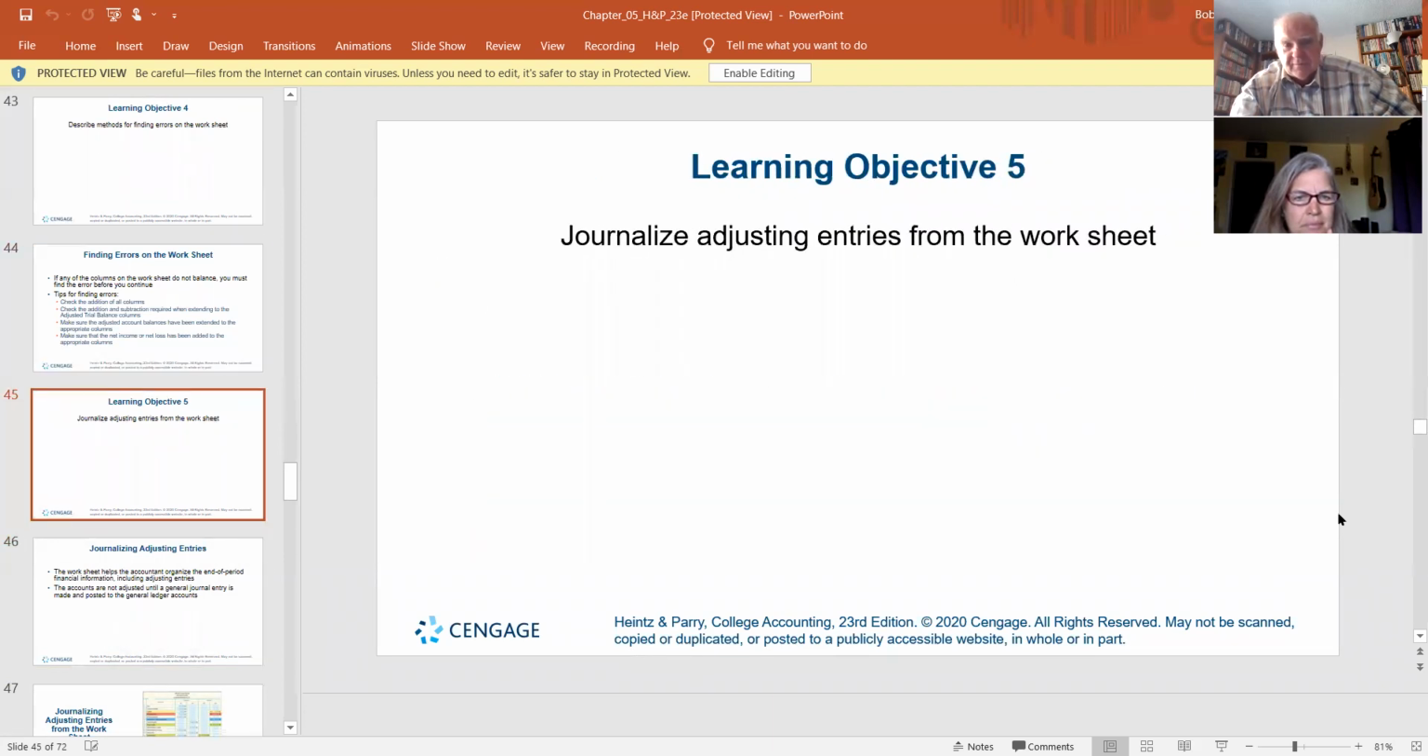Learning objective. When they write a chapter, doesn't the learning objective go at the beginning of the chapter, not toward the end?